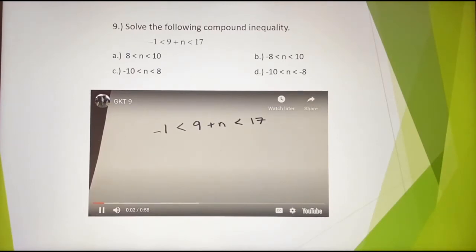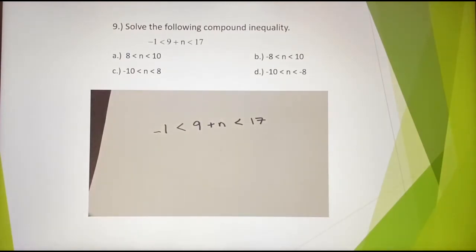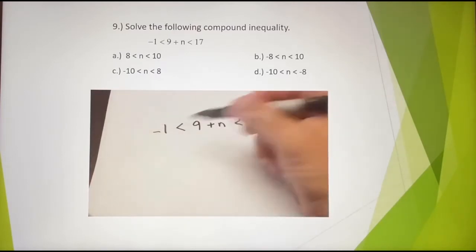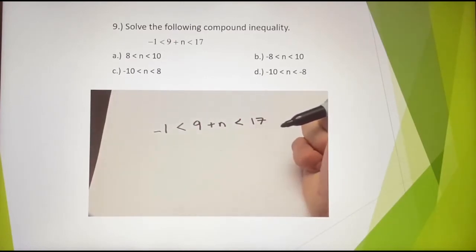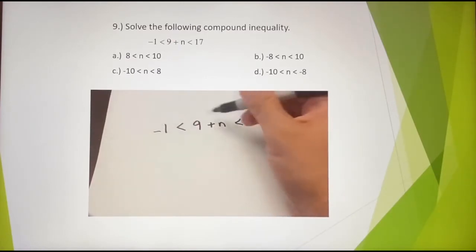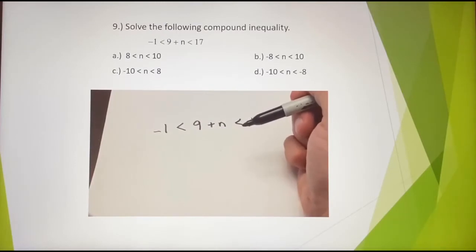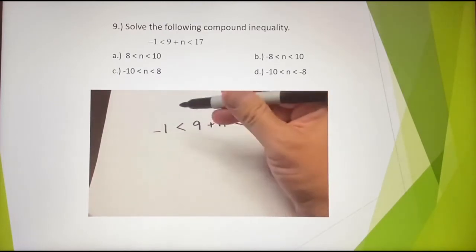Okay, let's solve this compound inequality. A compound inequality is just an inequality that has two inequality symbols in it. So essentially we solve this the exact same way we would solve it if we only had one inequality. Just think of it, instead of just a left and a right, we have a left, a center, and a right. So whatever we do in the middle, we have to do on both sides.